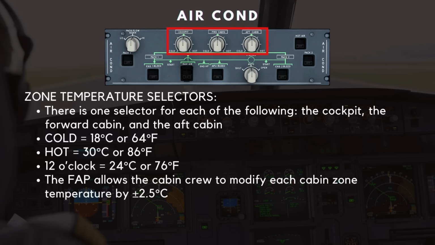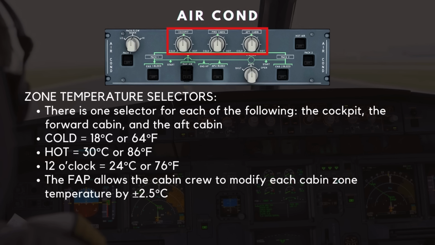Next is the zone temperature selectors. There is one selector for each of the following: the cockpit, the forward cabin, and the aft cabin. Each selector has a range from cold to hot. In the cold position, the zone temperature aims to achieve 18 degrees Celsius or 64 degrees Fahrenheit. In the hot position, it aims to achieve 30 degrees Celsius or 86 degrees Fahrenheit. In the middle 12 o'clock position, it aims to achieve 24 degrees Celsius or 76 degrees Fahrenheit.